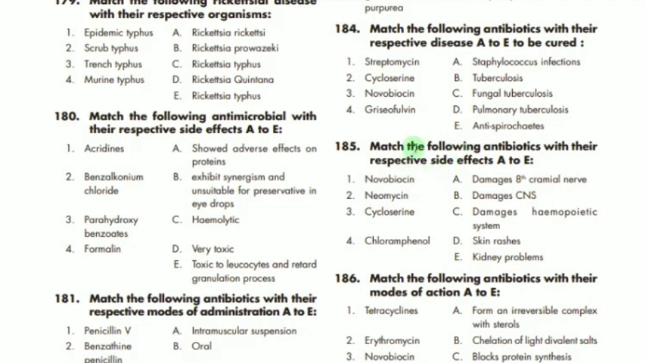Now let's see the 185th MCQ, which says match the following antibiotic to their respective side effect. First we have novobiocin. The side effect of novobiocin, the correct option is D, skin rashes. Then we have neomycin. The correct option for neomycin is kidney problems. Then we have cycloserine. For third, the correct option is B, damages CNS, central nervous system. We have chloramphenicol. The side effect of chloramphenicol is that it damages the hemopoietic system.